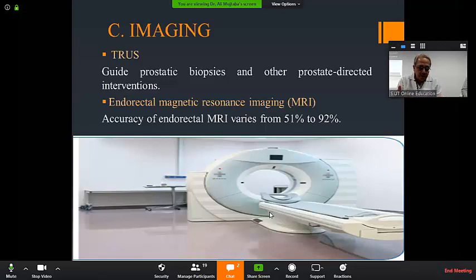That will increase the yield of hitting the target 100%, rather than going around the prostate looking for a positive biopsy. Maybe you get one, maybe you don't. So this is the way the world is moving, which is targeted biopsy. But for that, we need an MRI that is multiparametric, and we don't have it.